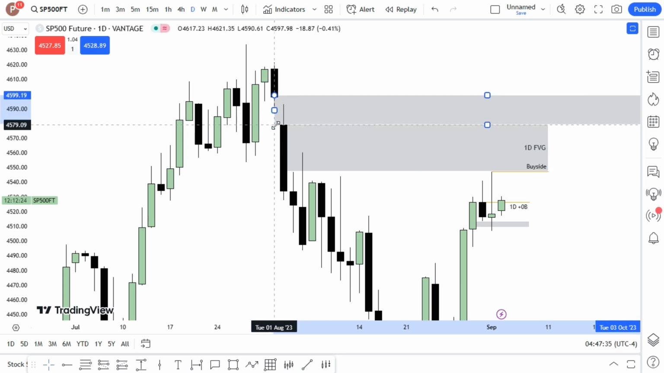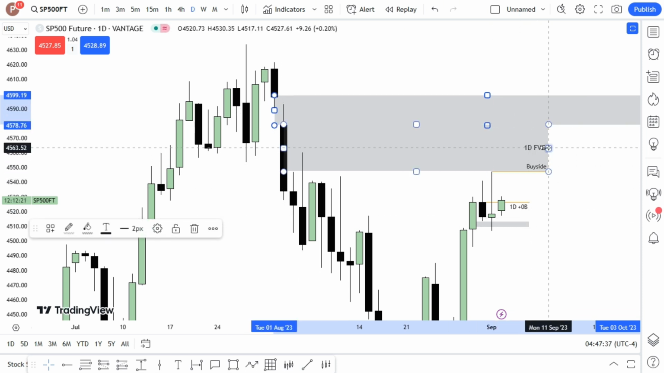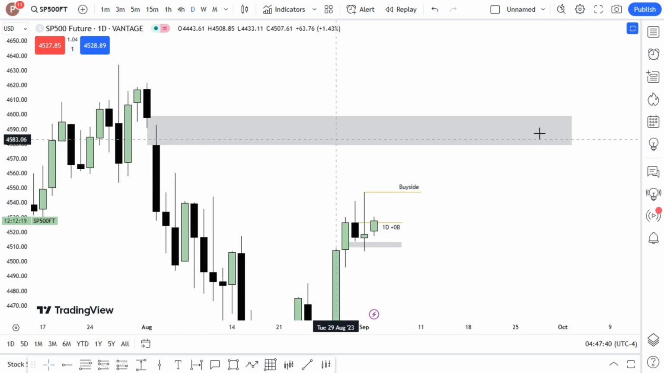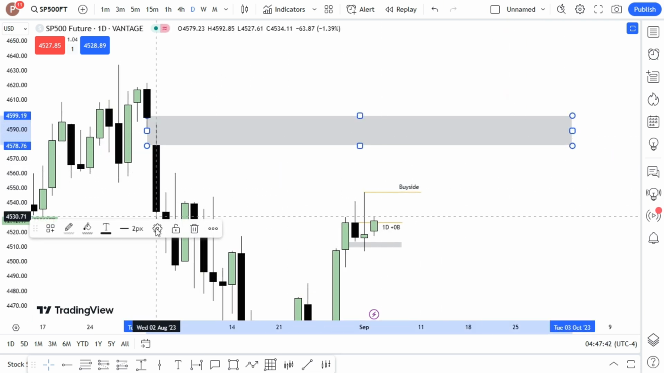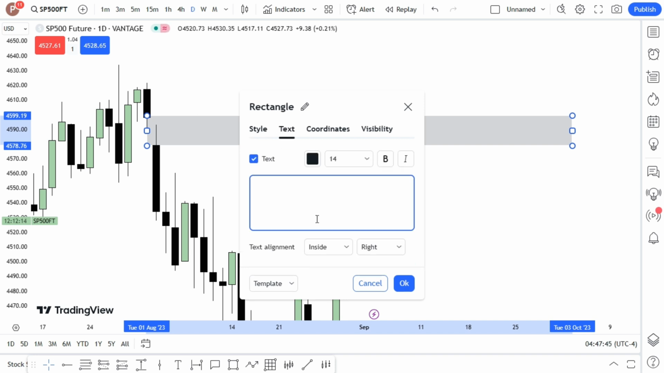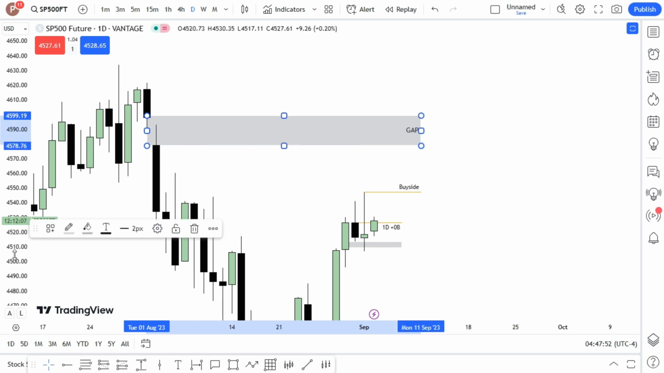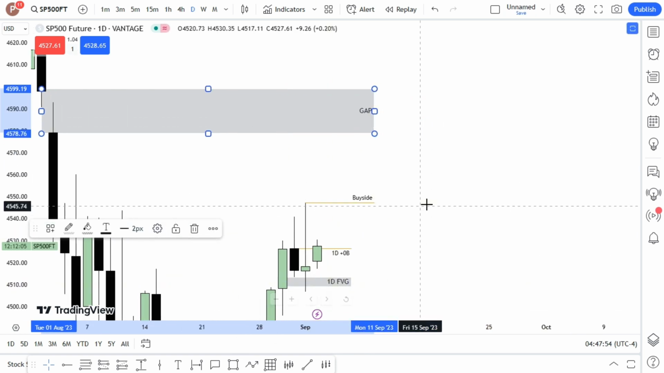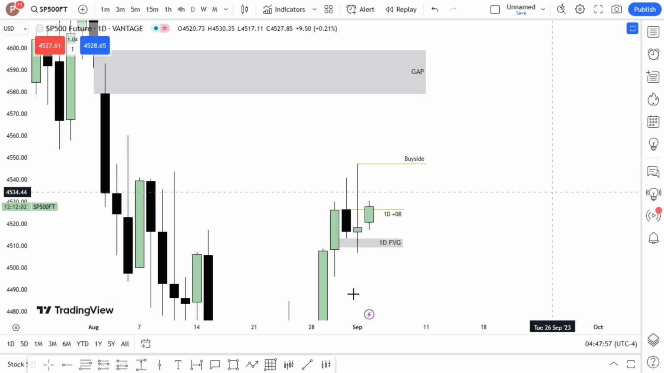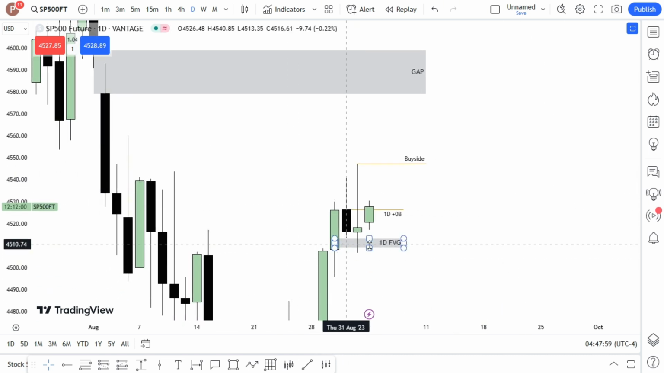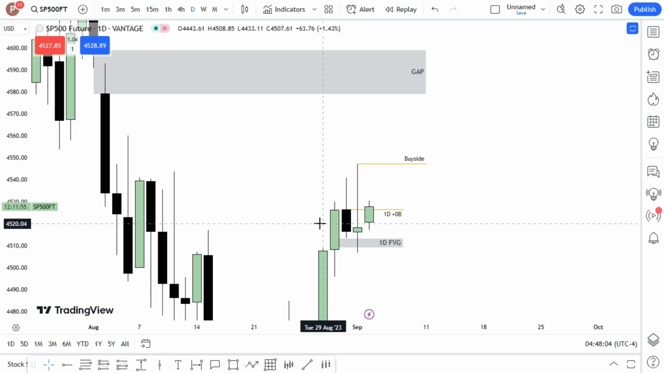So NASDAQ and S&P 500 seem to have presented a gap for us. So this is pretty much my points of interest for the upcoming days for the first week of September 2023, right? And price seems to have respected this fair value gap right here, which formed with the candles of 29, 30, and 31st of August 2023, right?